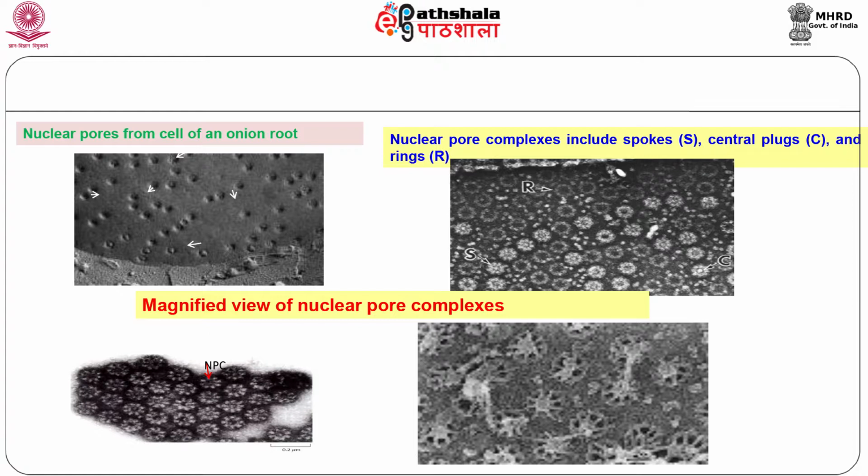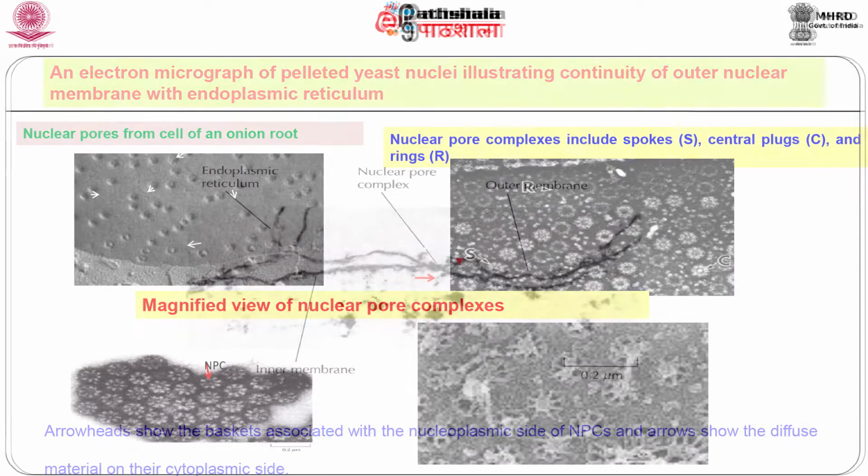Here, each nuclear pore can be divided into spokes, central plug and ring. If you magnify them further, you can see the nuclear pore like a flower with the central plug resembling the central portion of a flower, spokes in place of petals and a ring marking the boundary of them.